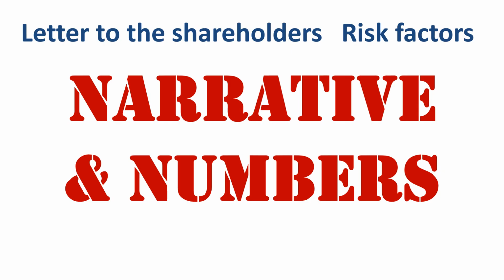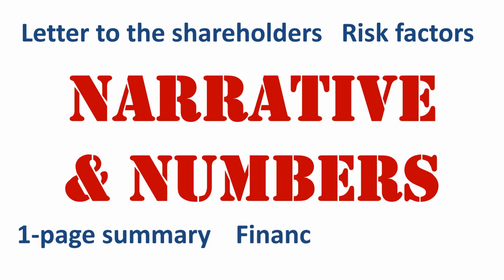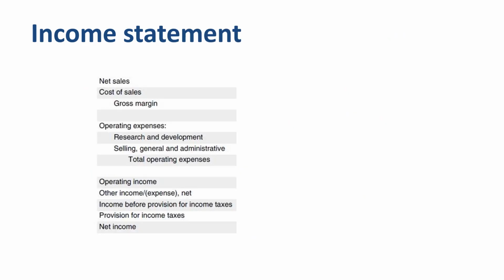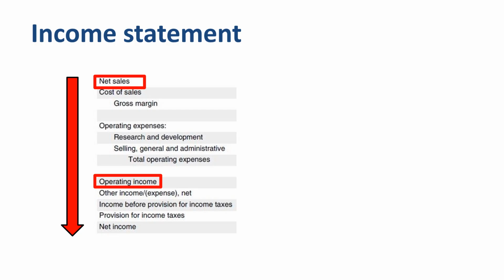On the number side, I start with the one-page financial summary, which often contains graphs and tables on what the company considers to be the key performance indicators. And then I turn to the income statement, cash flow statement and balance sheet to perform my own independent evaluation of the financial results. On the income statement, which gives you an overview of how much profit the company made during the year, start with the vertical scan.